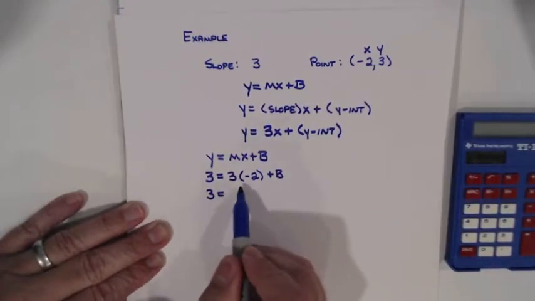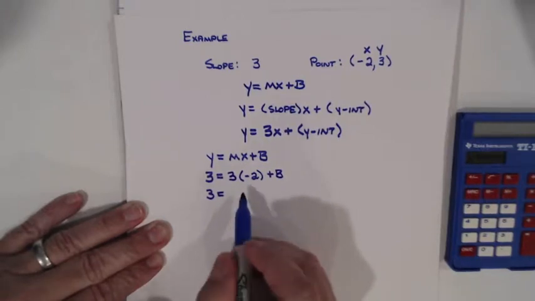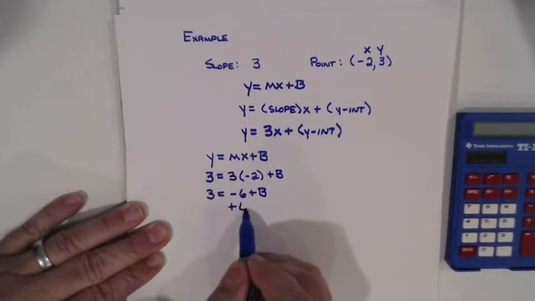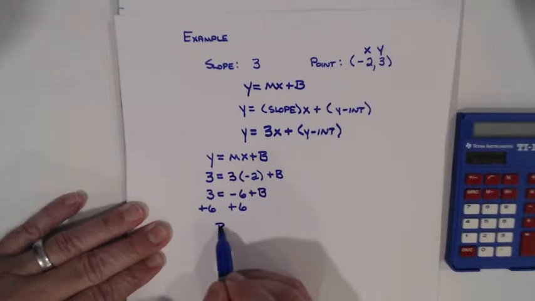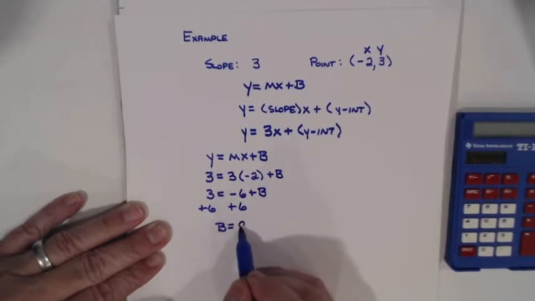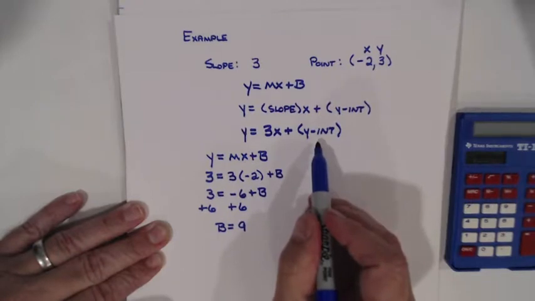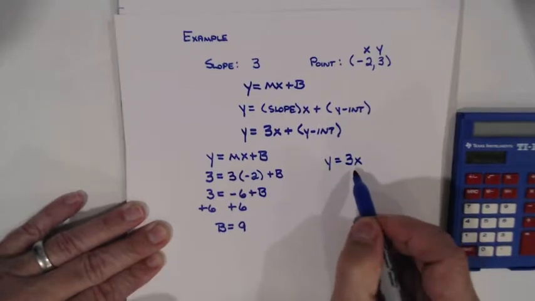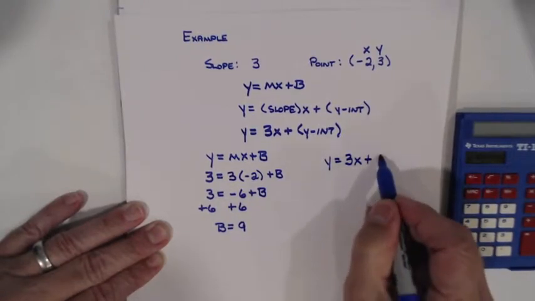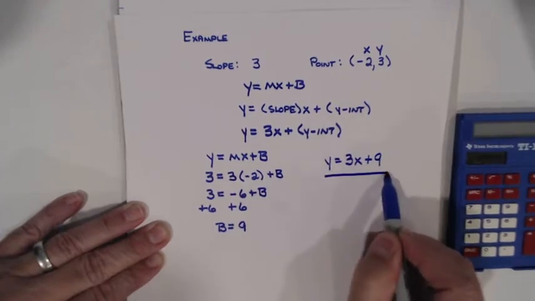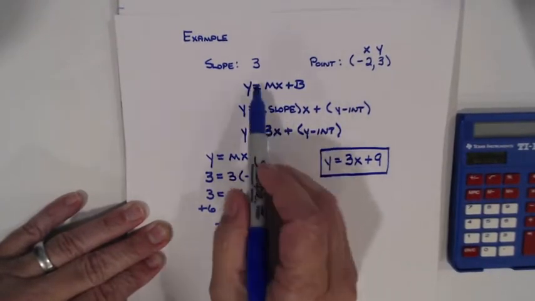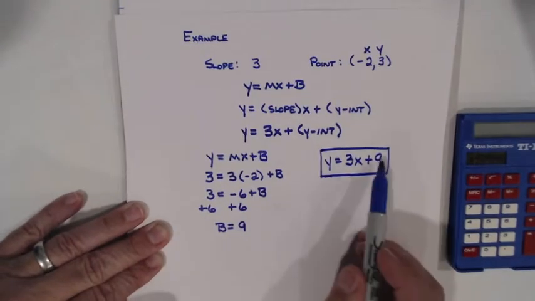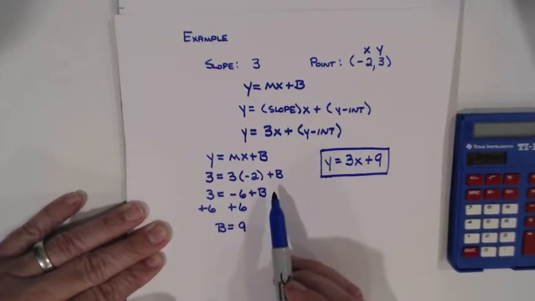So 3 is equal to -2 times 3, -6 plus b. To solve this, I need to add 6 to both sides. b, which is my y-intercept, is equal to 9. Now the only thing I need to do is put that 9 in that spot right there. y is equal to 3, which is my slope, times x, plus my y-intercept, which is 9. There's the equation of a line that has a slope of 3, and this point is on this line. I use this point to generate this equation. This is the equation of that line.